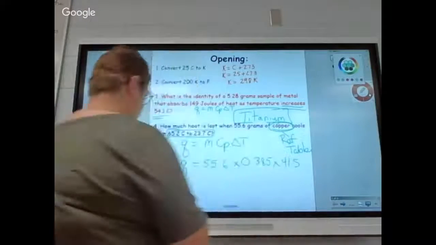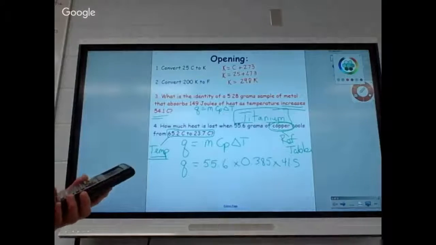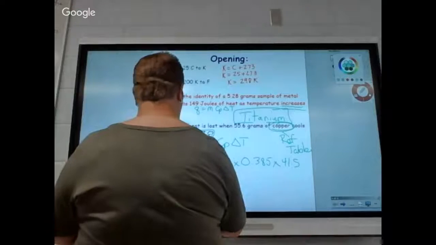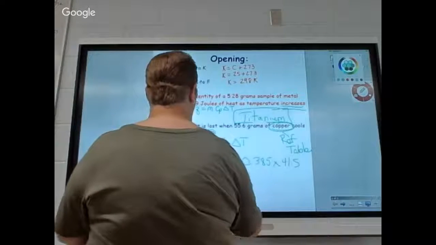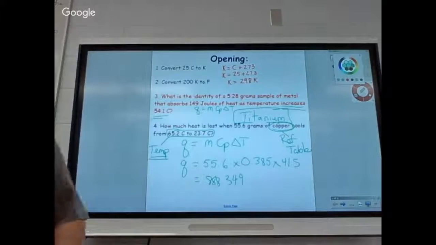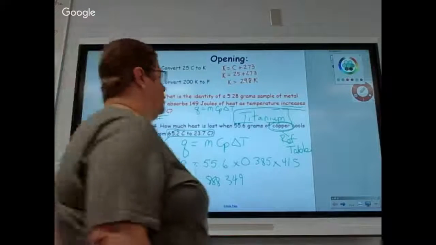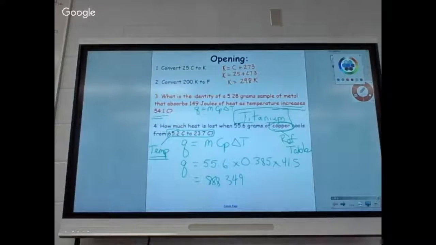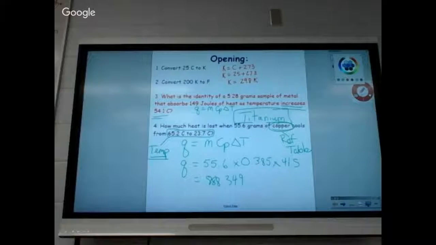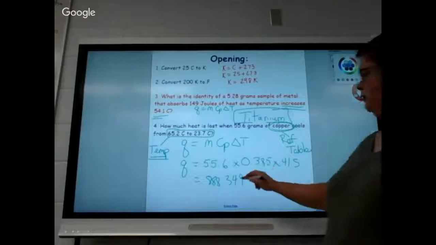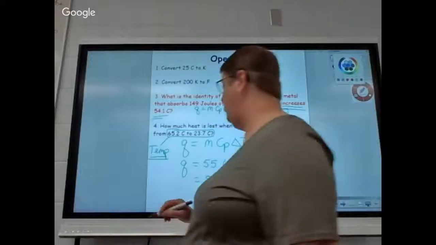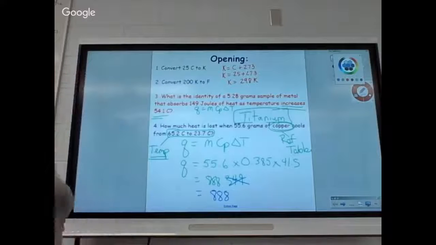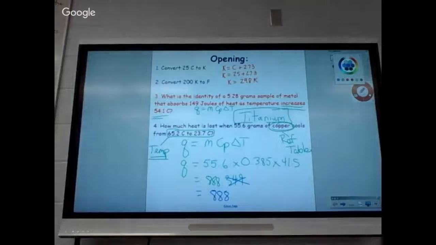All right, so 55.6 times 0.385 times 41.5, and I get 888.349. Now, do I need all those numbers? No. How many significant digits do I need in my answer based on the question? I need 3. So the easiest thing to do is to do what? Just drop off those last 3 numbers and just stick with 888. Now, once I've done that, what unit does Q get? It gets joules.